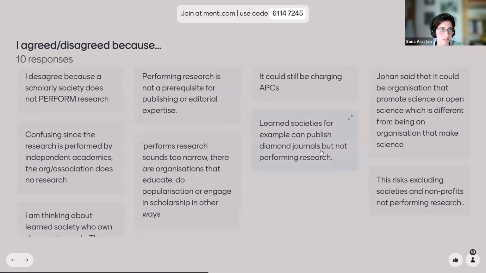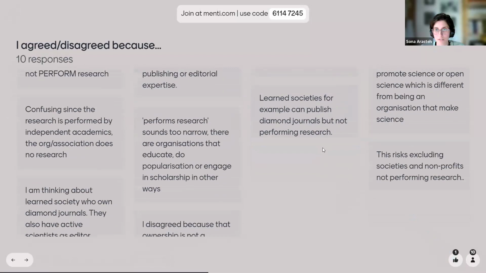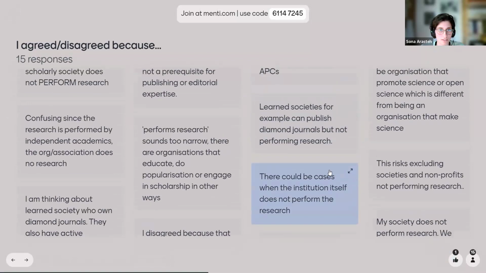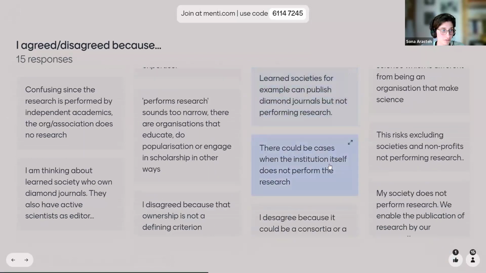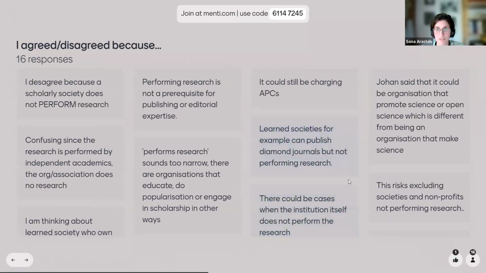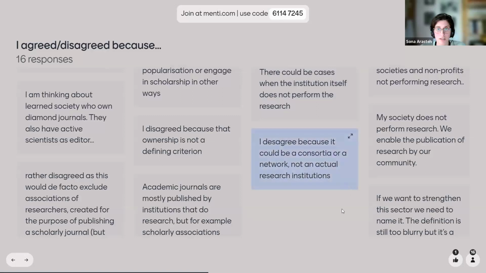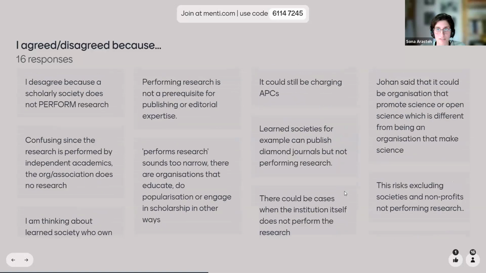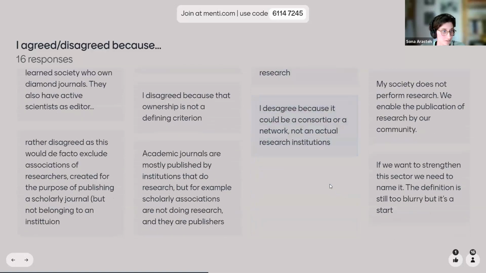Okay, so from what I can see by now, there are basically two strands of argumentation very prominent. One is about the definition of what performing research actually means, especially in comparison to what Johan just described as promoting science or open science. And the second would be that ownership in itself has to be discussed as a criterion. Do you maybe want to elaborate on that, both of you, meaning Margot and Johan? Yes, if you want me to.